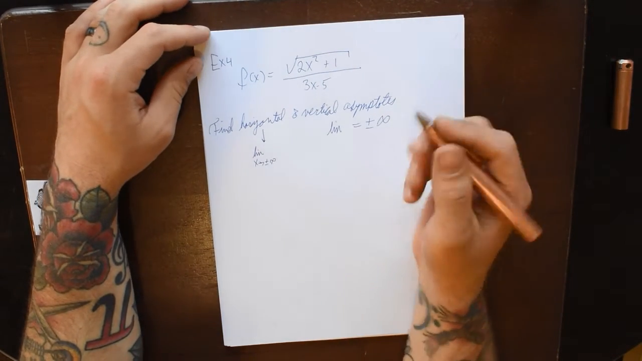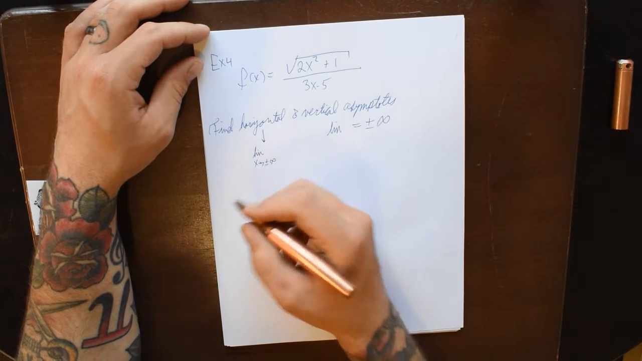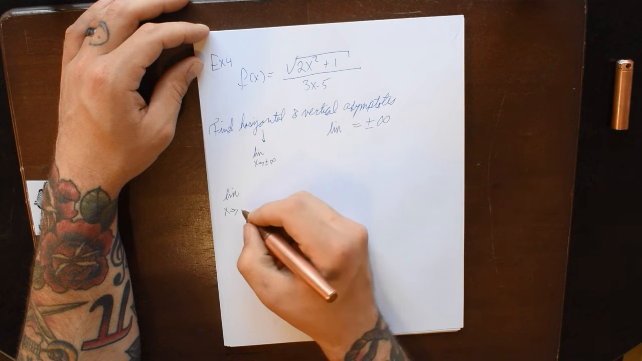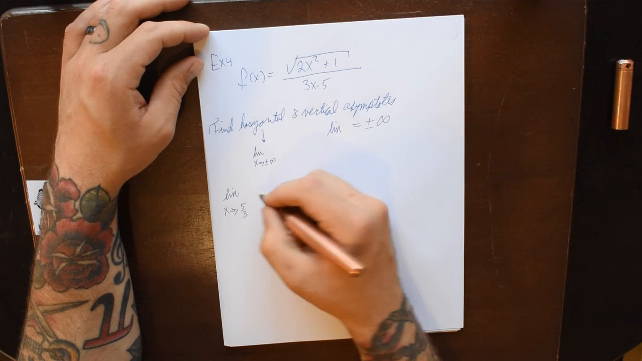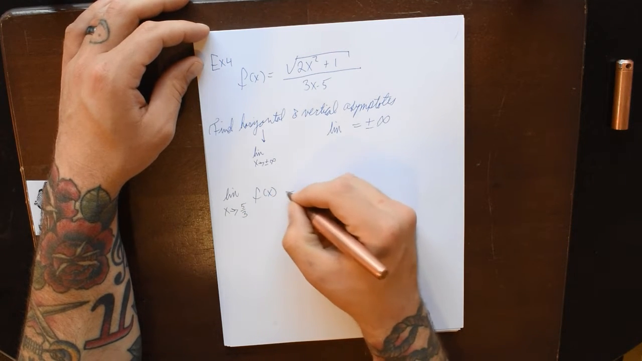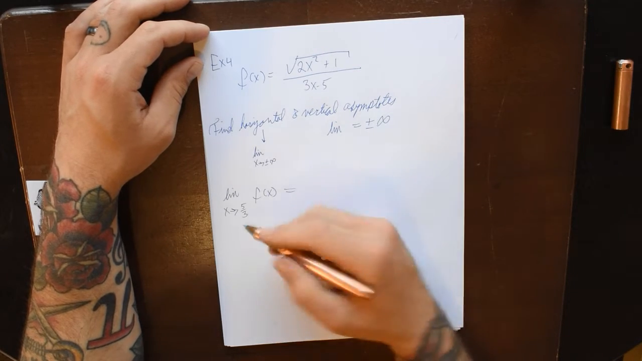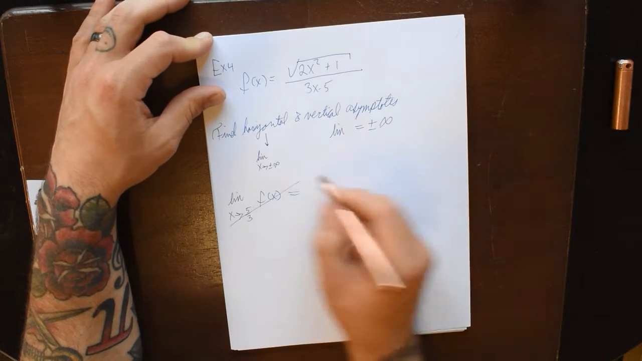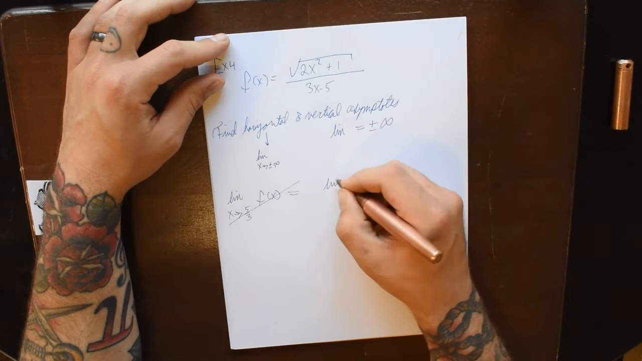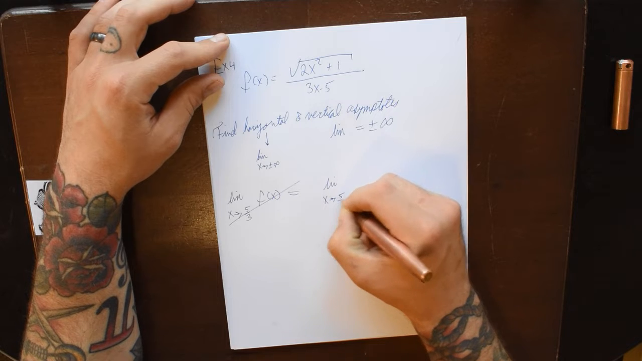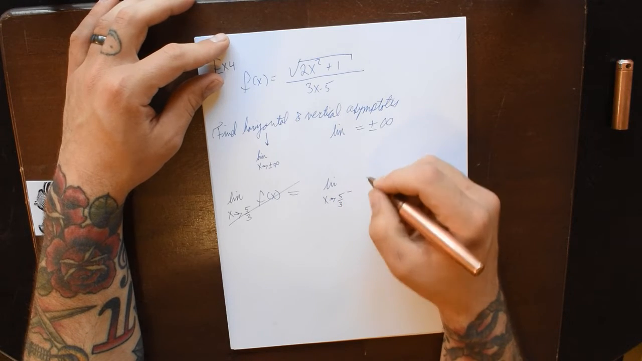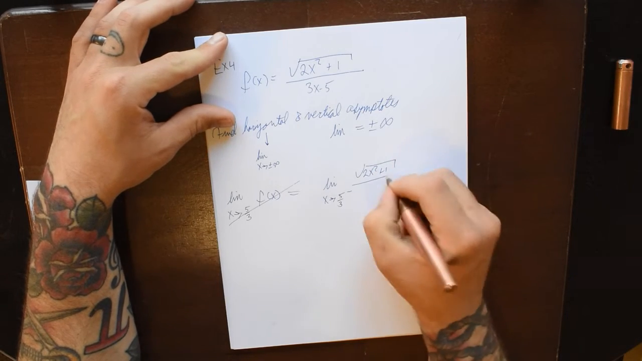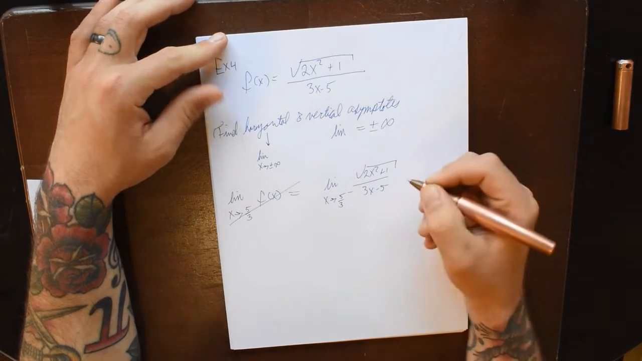So that means we know that the limit as x approaches 5/3 of f of x is going to go off to, and we've got to figure out if it's going to go off to positive or negative infinity. Let's explore that. Well, the limit as x approaches 5/3, we'll say from the left, of the square root of 2x squared plus 1 over 3x minus 5.